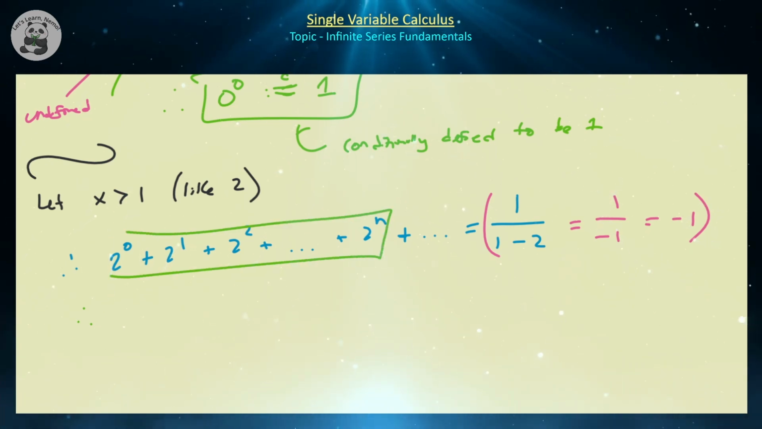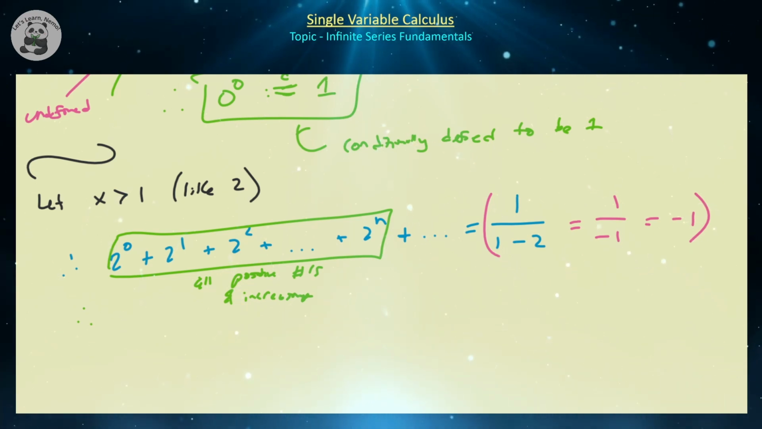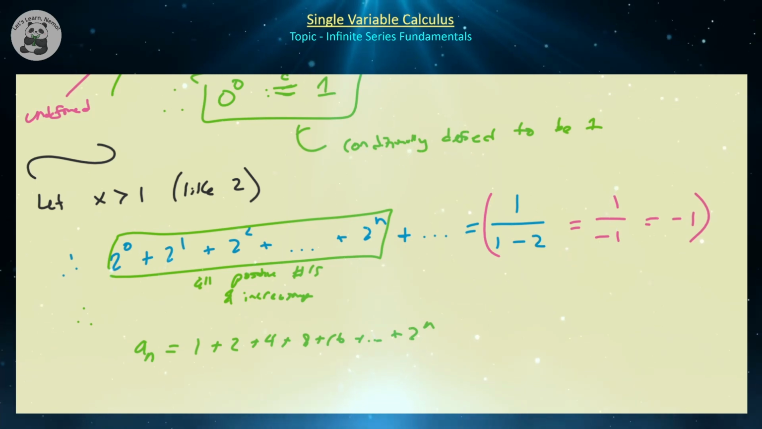So we see here the left-hand side is just going to be equal to the sum of 2 to the power of something, which is all positive numbers. So all positive numbers, and it's also increasing, right? So if we look at that partial sum, for example, a sub m, which is equal to 1 plus 2 plus 4 plus 8 plus 16 plus all the way out to 2 to the m, that's going to be an always increasing sequence.